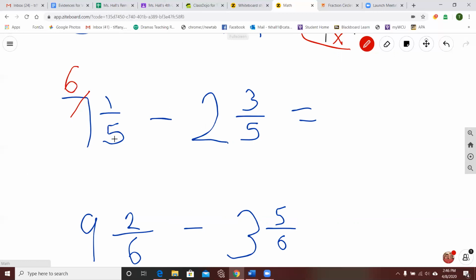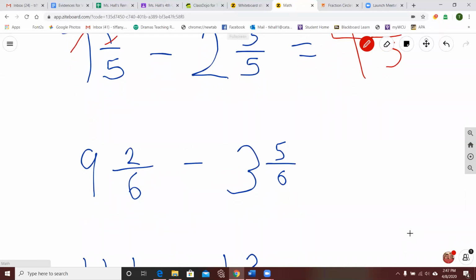And remember, your denominator is 5. So that means if I took a whole, I took 5/5. Well, 5/5 and 1/5 makes 6/5. Another little trick I do is I just add 5 plus 1 gives me 6. Now you can subtract it. 6 wholes minus 2 wholes is 4. 6/5 minus 3/5 is 3/5. 4 3/5.